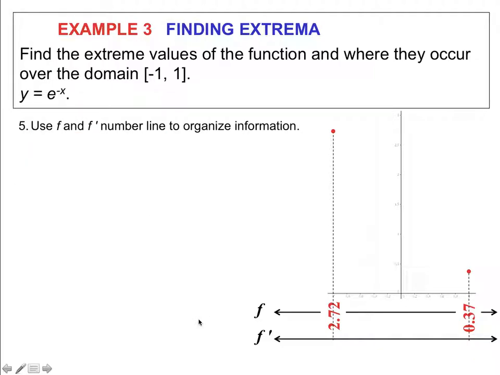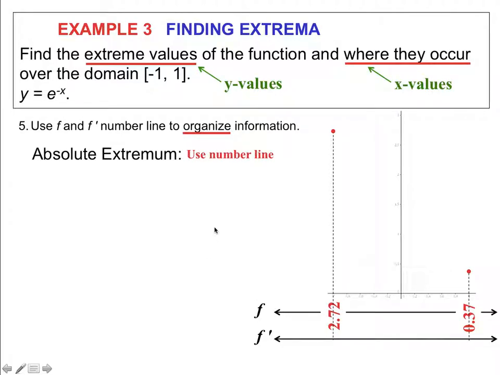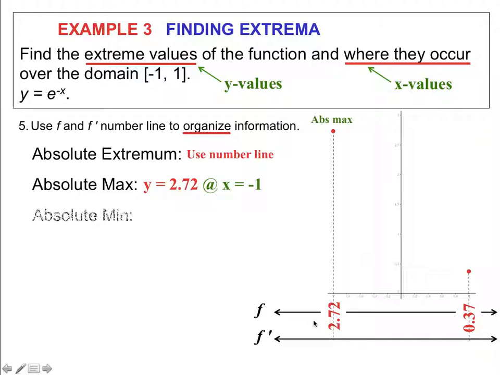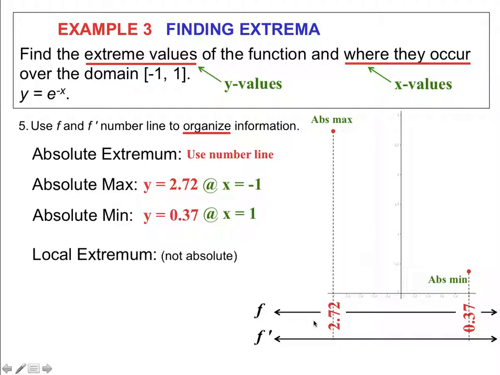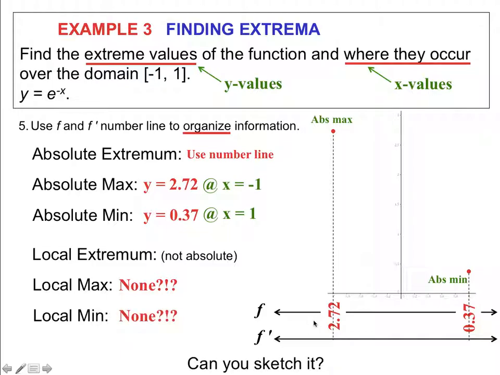So as we organize our values now on the number lines, we don't have any 0 derivatives, we don't have any undefined derivatives, so our derivative number line is still blank. But we need to look at these y values, and we need to find out where they occur using the number line. So our max is 2.72, that's our biggest value, and that occurs at negative 1. Our absolute min is 0.37, that occurs at positive 1. We don't have any locals. And so we're going to just draw a gentle sketch from the max to the min.